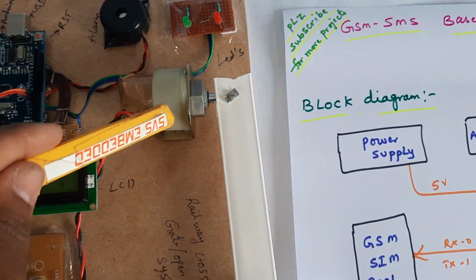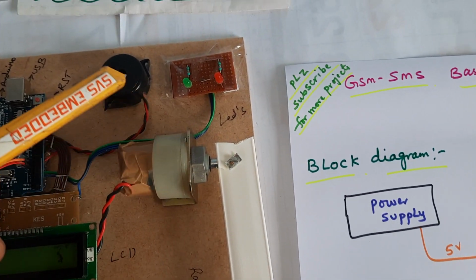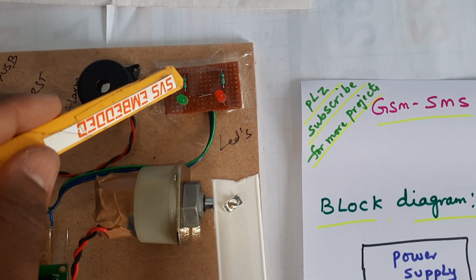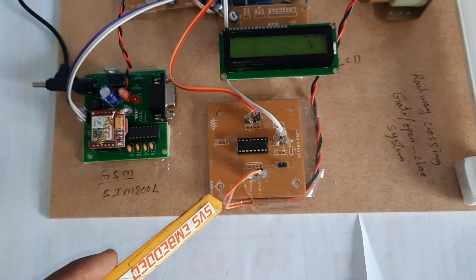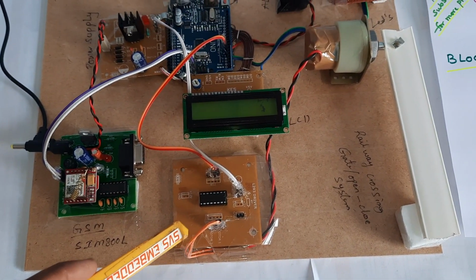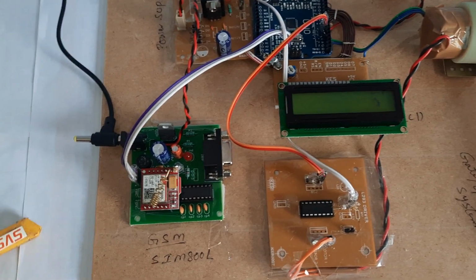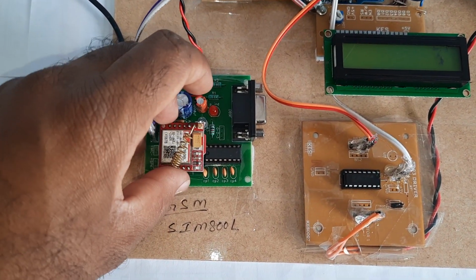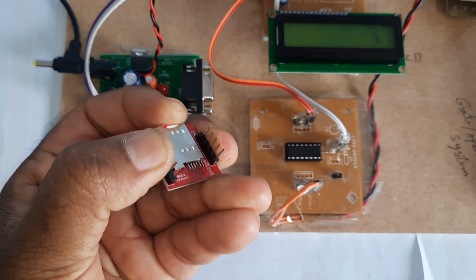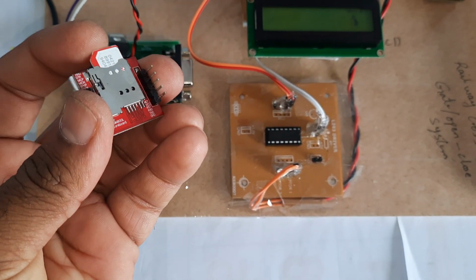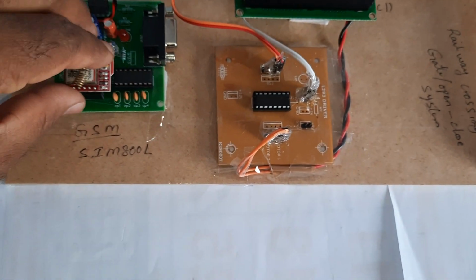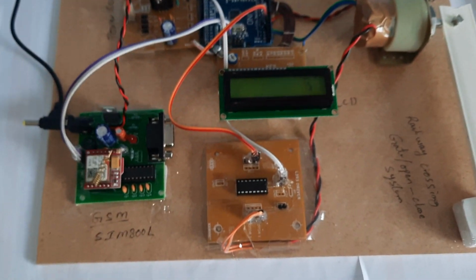And a 200 RPM motor, alarm, green LED and one red LED, 330 ohm resistors, and one L293D driver IC. Here we are using GSM SIM 800L, and we are using an Airtel SIM card. You can use Idea, Airtel, Vodafone, BSNL, any SIM card, and 2G, 3G, 4G, any SIM card you can operate.